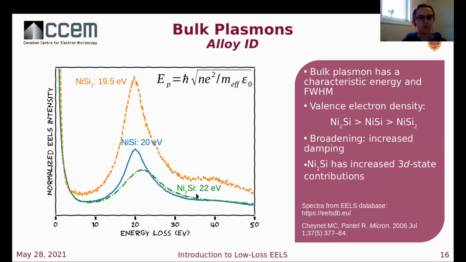We also notice that the height of the bulk plasmon peak decreases a lot and it becomes a lot fatter. This is because as we increase the nickel concentration, we are adding more D states into the material, and D states are screening the bulk plasmon and causing broadening of this peak. But using the bulk plasmon, we're able to identify and locate which areas of the sample correspond to which alloy concentrations.